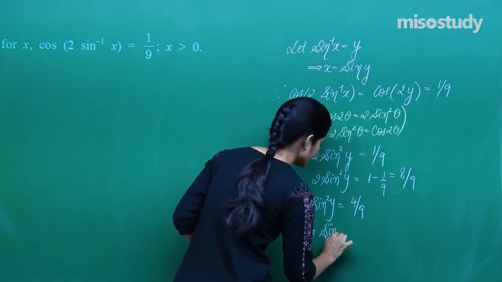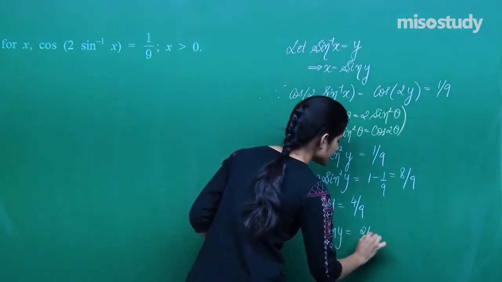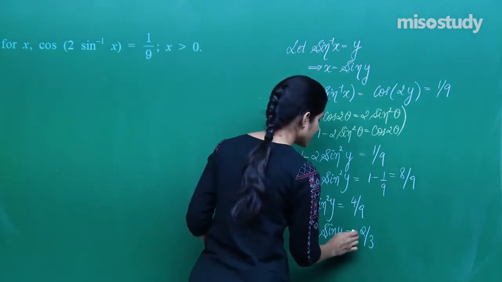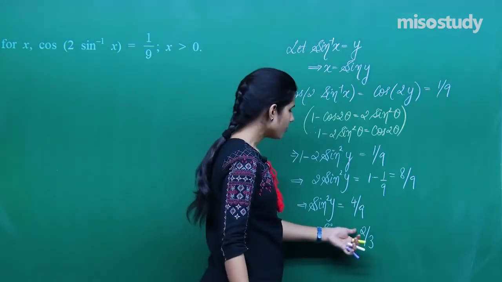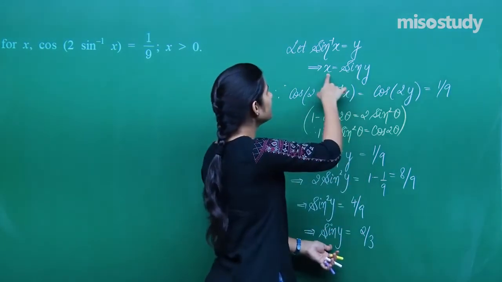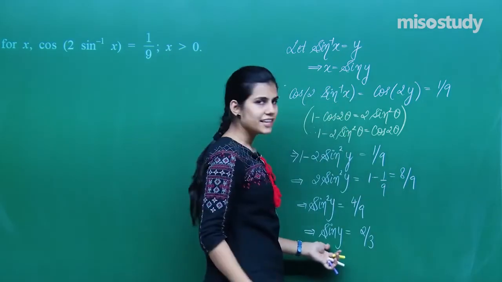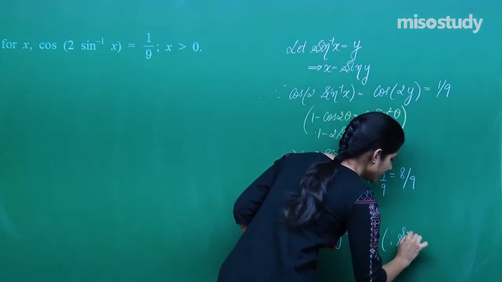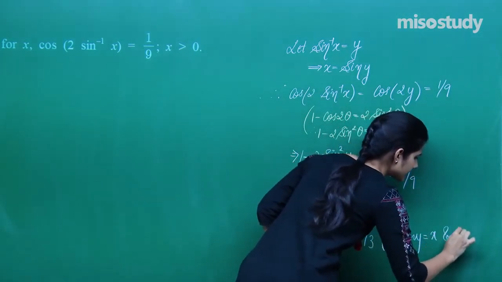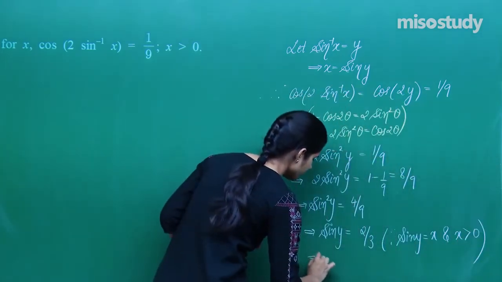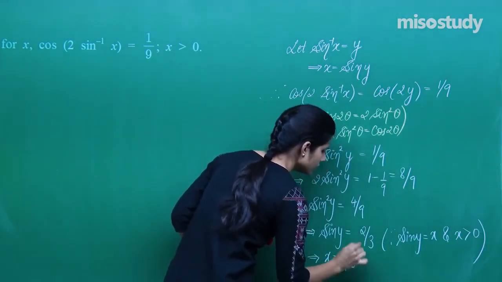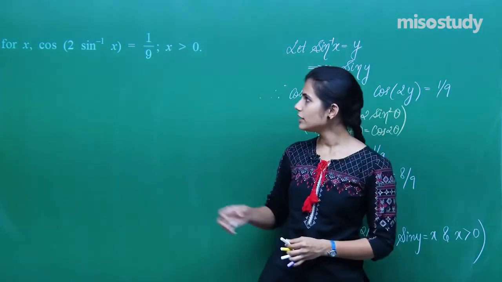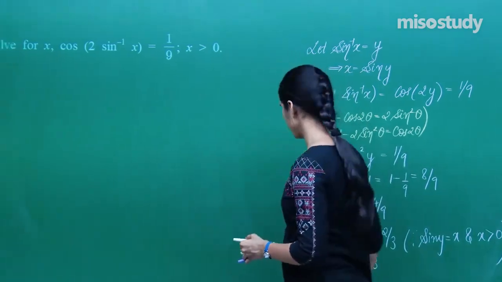Which implies sin y is equal to plus minus square root of 4 by 9, which is plus minus 2 by 3, but I am avoiding the minus sign. Why am I avoiding the minus sign? Because sin y is nothing but x and x is given to be positive. That means sin y is positive, so minus sign cannot come over here. So x is equal to 2 by 3, not plus minus 2 by 3. Minus 2 by 3 has been eradicated and therefore just plus 2 by 3 is the solution of this particular equation.